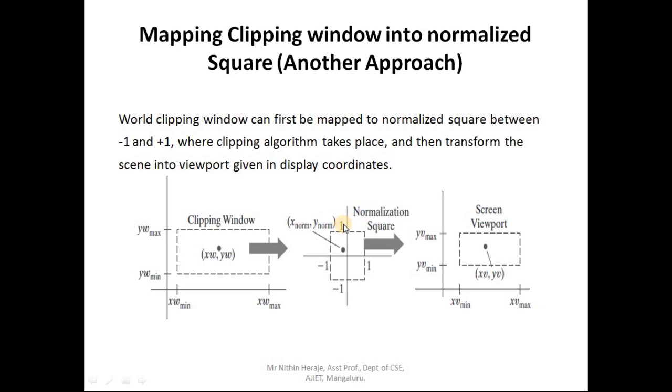So -1 to +1, you can either have -1 to +1, or it can also be 0 to 1. So any one of these two cases. So when it is transforming, the point position is here. It is here. So the coordinate is called x norm comma y norm, and there is no minimum value of x and y over here, because it is all -1 to +1.